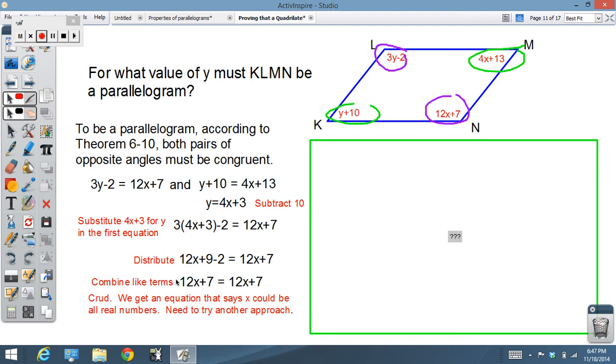And when I looked at this, I'm like, shucks. I got the same thing there. That means it could happen with any number. Darn. We have an equation that we can't use. Need to try another approach.